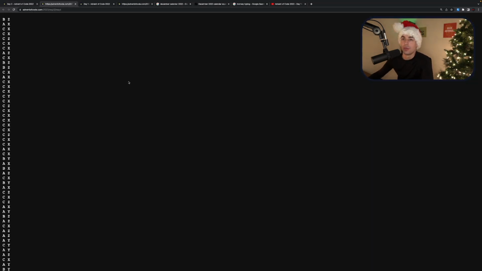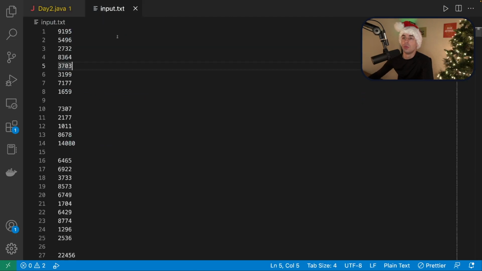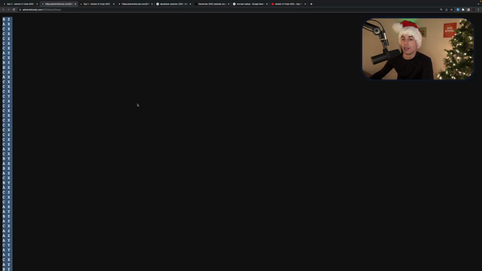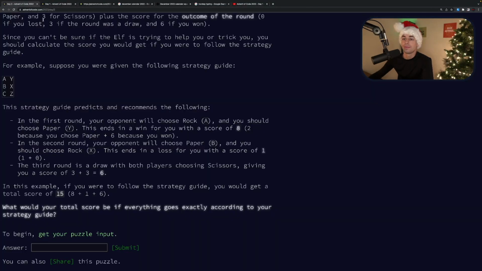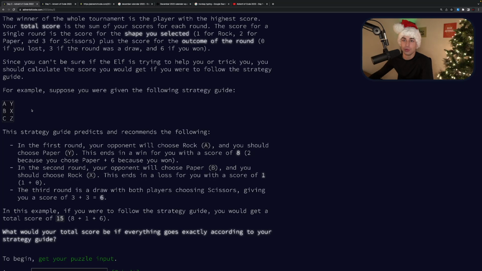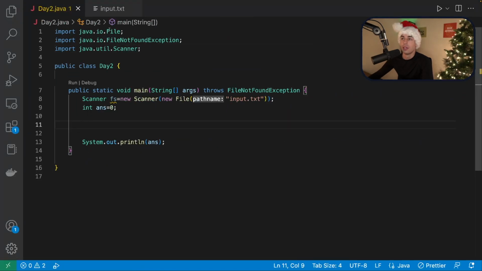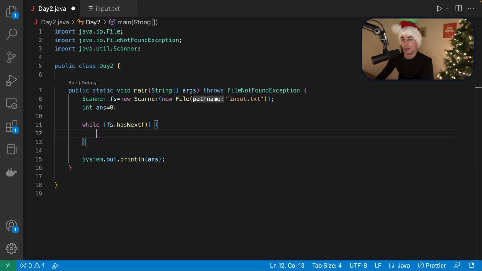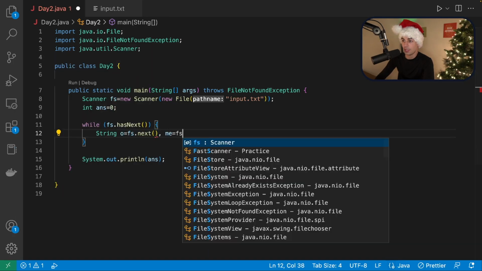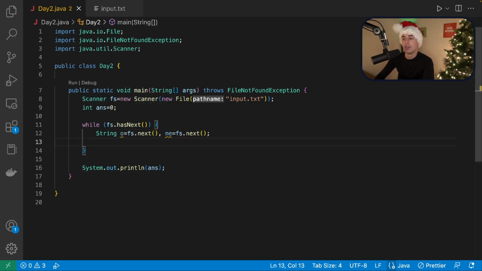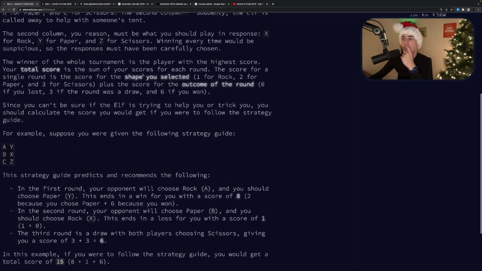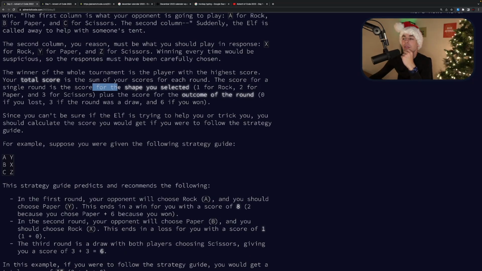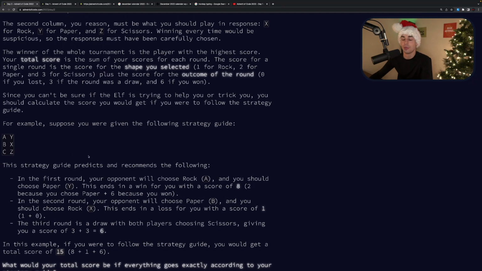All right, so let's start with this. We will paste this in our input. Okay, then we just need to go through each line, evaluate it, and then get the score. All right. So while fs.hasNext, we'll say string o equals fs.next, me equals fs.next. All right. And then what is your difference? Okay, so this first one you get, yeah, so it's just the sum of you, okay?